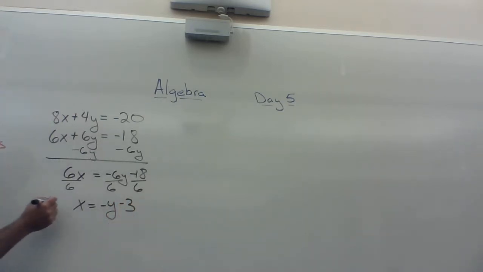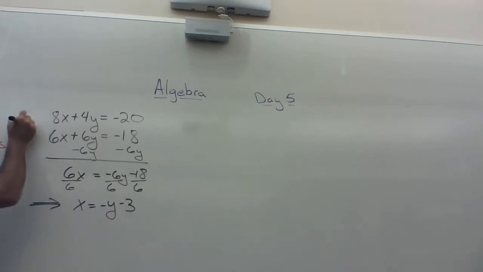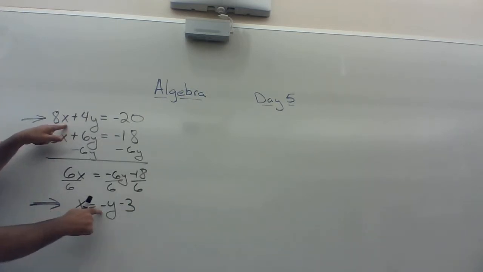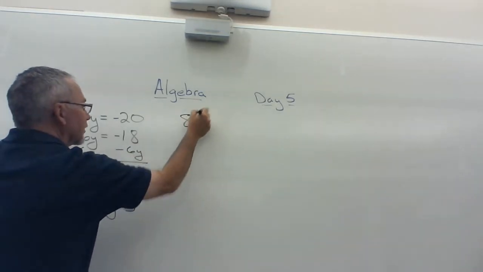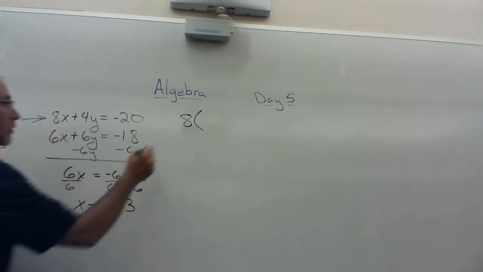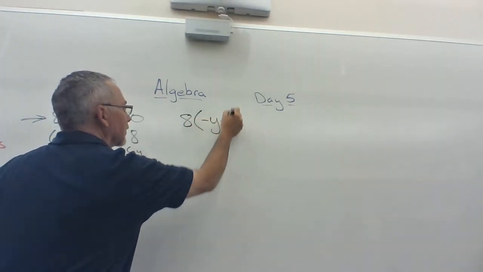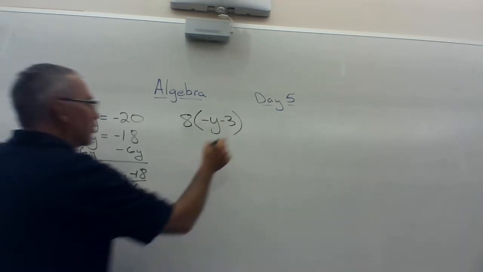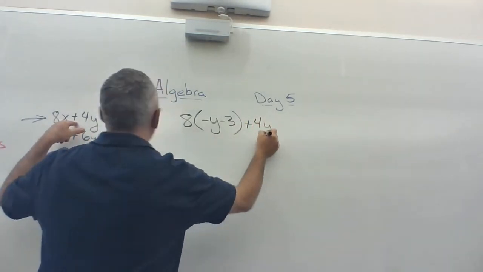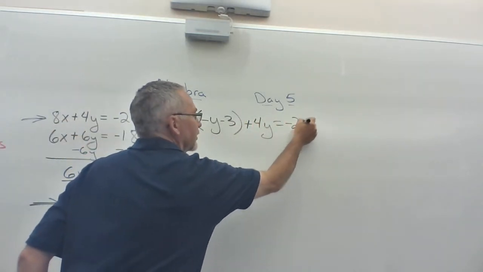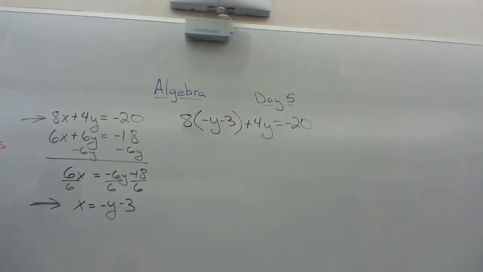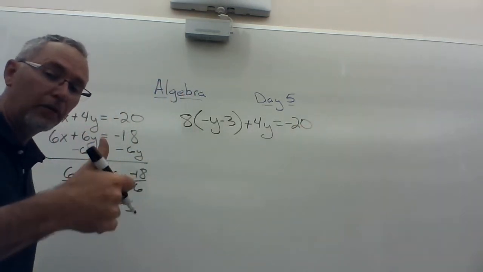So here's my two equations now that I'm going to use to substitute. So here I go. I'm going to write my original equation, but instead of x, I'm going to write down what x is equal to. So I have 8 times what x is equal to plus 4y equals negative 20. Now I'm down to just one variable again, which is really what I wanted.